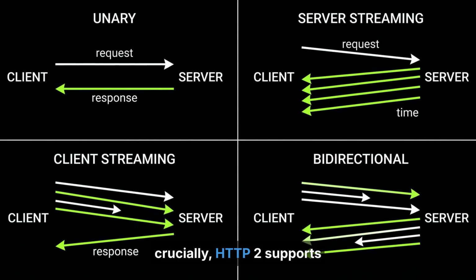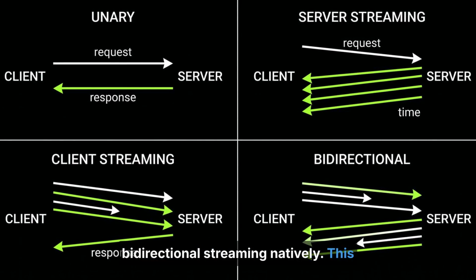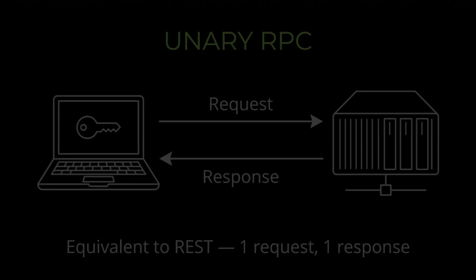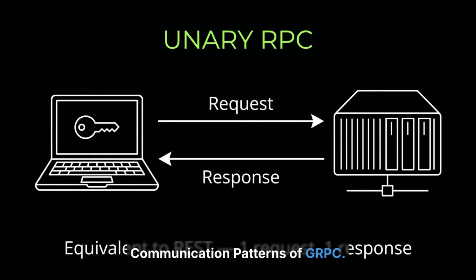And crucially, HTTP/2 supports bidirectional streaming natively. This is where gRPC truly diverges from REST. Section 4. The 4 communication patterns of gRPC.